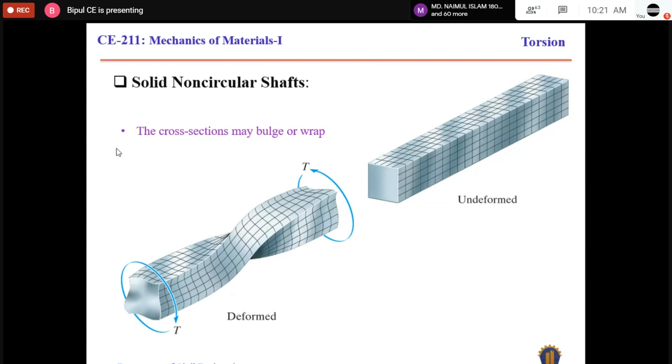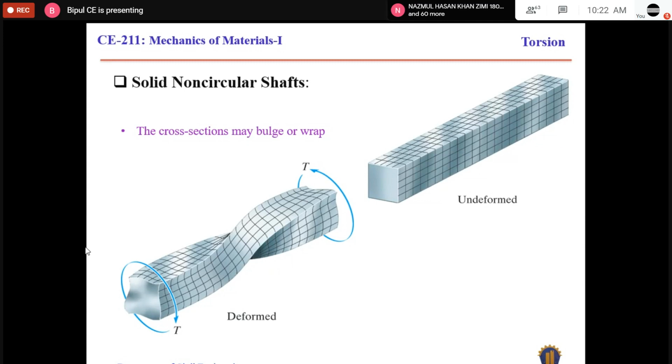Okay, but look at here. If we consider any line, it means the closed line. That means it will be a rectangle. If we consider any rectangle, so before deformation, it was a rectangle. If we draw a closed line on the boundary of the body, for this case, it will be a rectangle or a square. But after deformation, it was not a square or rectangle. Okay, that means the section has been deformed.